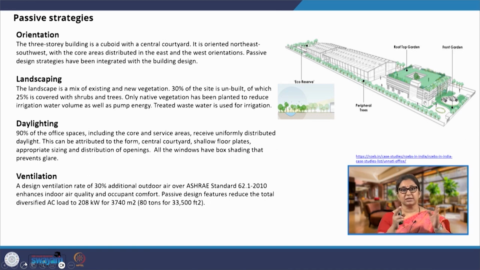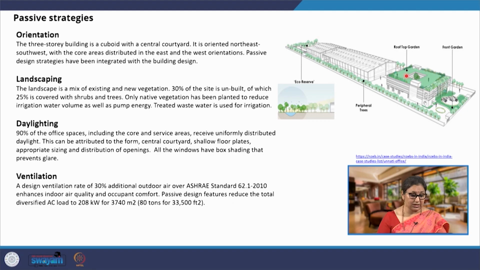Usually what happens is that when we do not have a courtyard, the floor plate becomes very wide and it is impossible to light up the center, the middle part of the floor plate. So, what they have done? They have cut a courtyard which has enabled shallow, narrow floor plates, thereby enabling penetration of daylight from both the sides. So, if you see here, every part of this floor plate is actually getting light from both the sides, from this side and that side. The width of the floor plate is very narrow, that is what they have maintained.